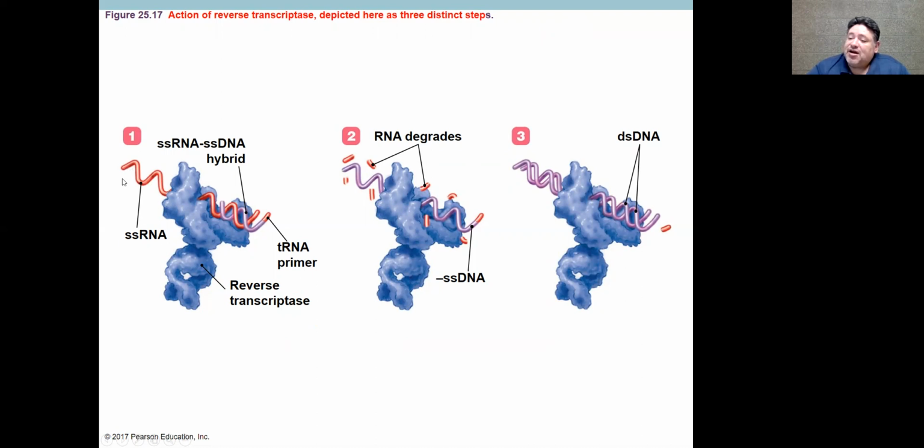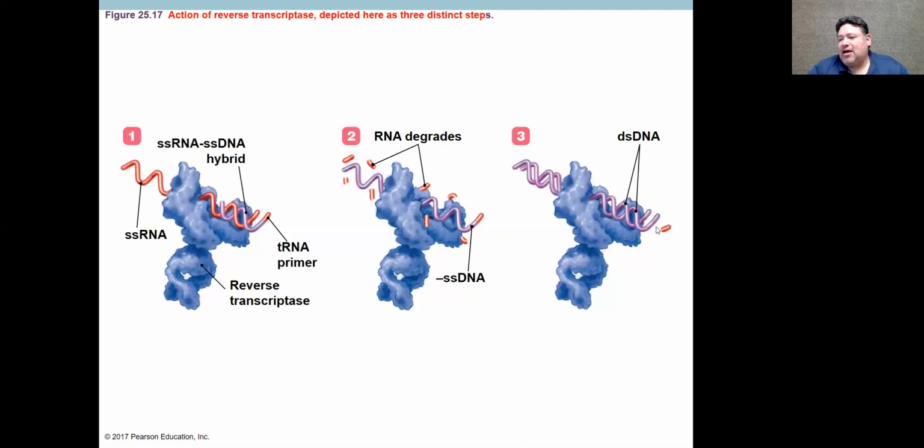So notice, here's a single-stranded RNA, okay? This is the genetic complement of the virus. Here's reverse transcriptase, okay? And what it does is it uses a little tRNA primer. I don't know if you guys remember when we were talking about DNA replication, we always needed an RNA primer. Here, reverse transcriptase needs a single tRNA primer, and then it produces a complementary strand of single-stranded DNA, okay? Once that DNA is synthesized, then the RNA is degraded, it is broken apart, and then once that negative sense single-strand DNA is synthesized, it goes back and synthesizes the complementary strand of DNA to end up with double-stranded DNA.